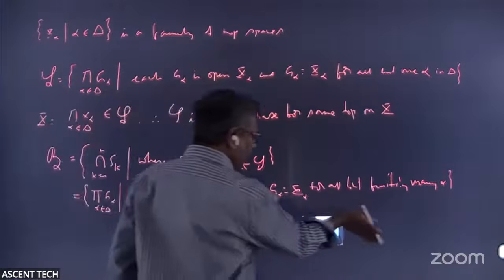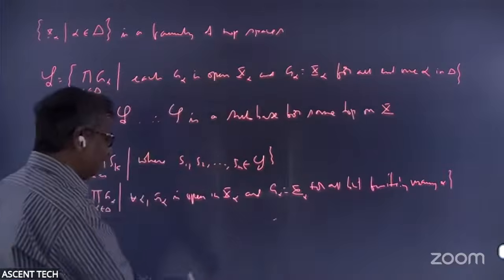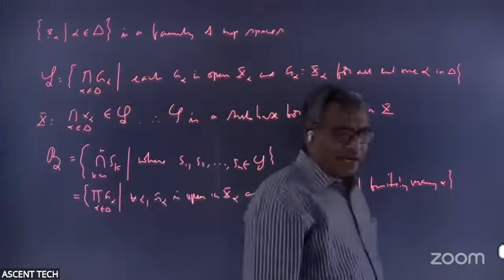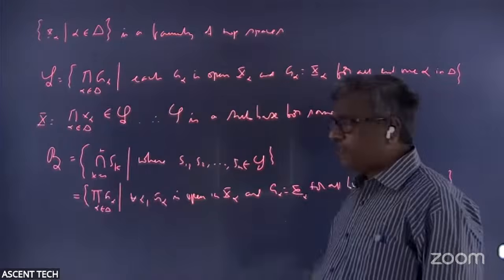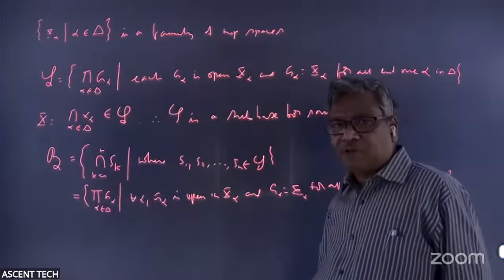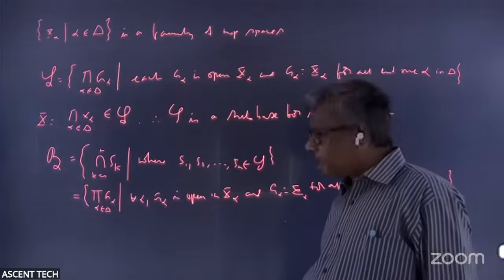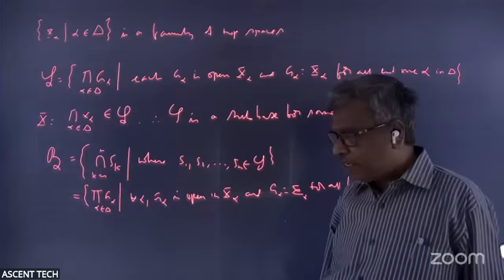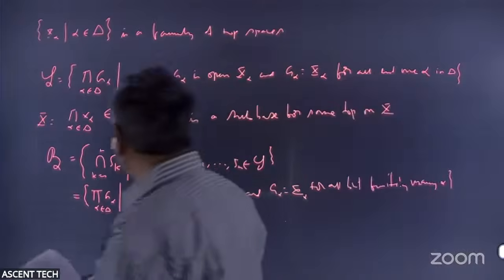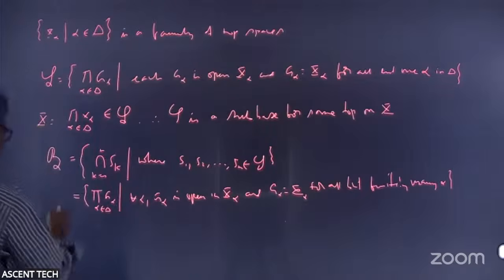Now it is very tempting to ask: why are you taking open sets only in finitely many places? Why not take open sets all over the place? Yes, you can do that also, and even that forms a basis. I want to say one or two words about that in a few minutes. So this is what we have done, and this has created a topology.